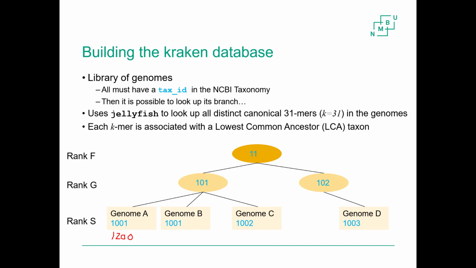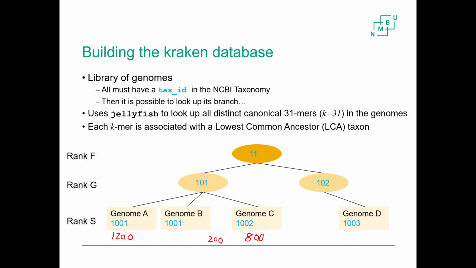And let's say now that 800 of these are unique to this genome C, but 200 of the 1,000 we collected here are shared with this one over here. And that means these 200 are associated both with this tax ID 1002 and also with this tax ID 1001.